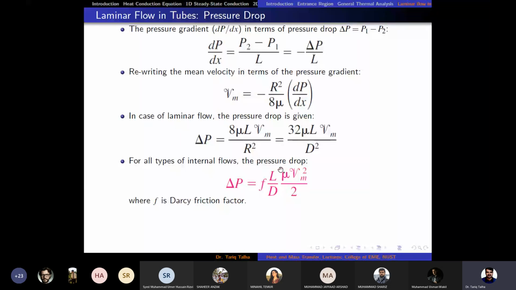So please be vigilant of that, because it shouldn't be mu here. Because I have copied it from the Cengel's book, that's why it is mu here, but it shouldn't be mu. It should be rho here, if you remember from your FM2 course.